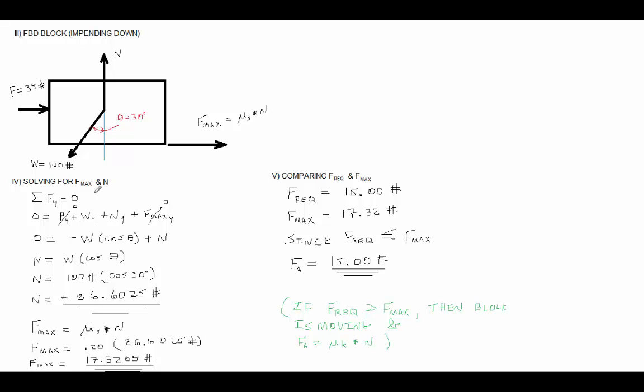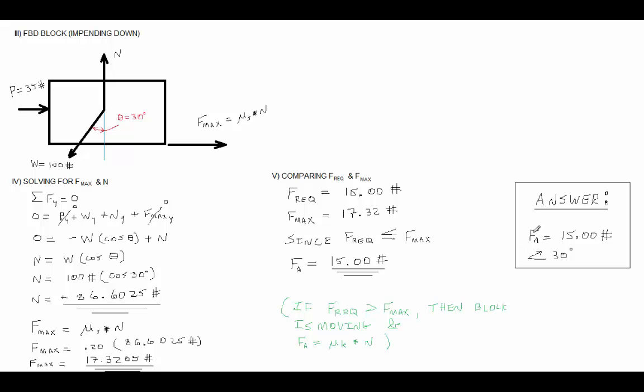This is the reason why I solved for n over here, because at the beginning of this problem I didn't know if the object was moving or not. So it's helpful to solve for n first, so that if we find out the box is moving, we can just plug in Fa equals mu k times n and solve it. If I would have solved for F max directly using some of the forces in the x direction, I could have still done the comparison. But if I got to the end and I saw that it was greater, then I would have had to go back and solve for n.